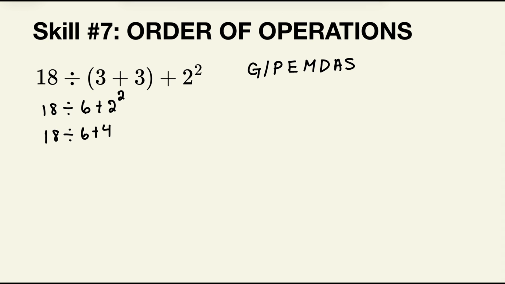Continuing on, now we have multiplication or division, whichever appears first from left to right. So we have division in this case. So we are dividing. 18 divided by 6 is 3. Bring down your plus 4. And of course, now we are adding 3 plus 4 equals 7. Final answer. Why it matters? Following the correct order of operations prevents mistakes in algebra. So let's go ahead and move on to skill number 8.